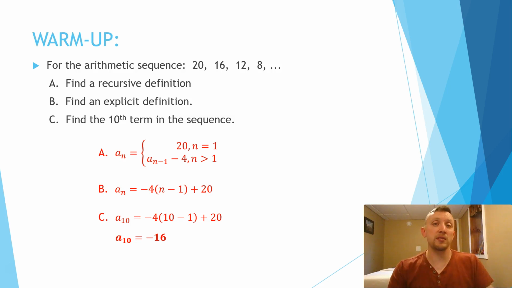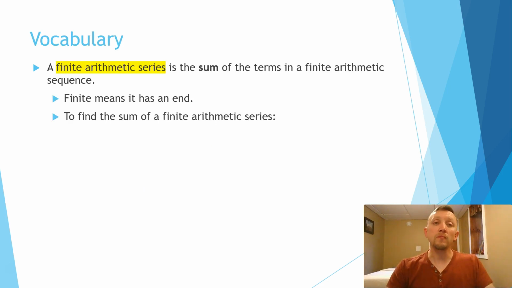All right, so now let's define what a series is. So specifically, we're going to be looking at what's called a finite arithmetic series. The word finite just means it has an end to it. So a series is a sum of the numbers in a sequence. So a finite arithmetic series is going to be the sum of the terms in a finite arithmetic sequence. So this is where we're going to know a specific amount of terms for a sequence. Like we're only going to be using the first 7 terms of a sequence and adding them together. And that's it. That's all you got to do.